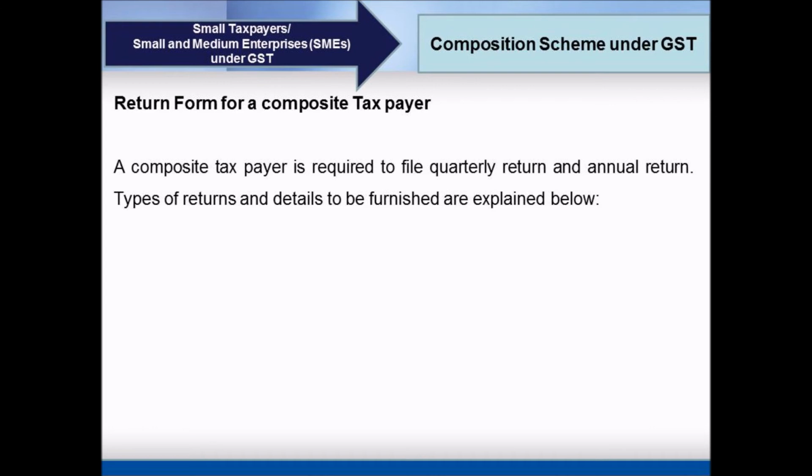Return form for a composite taxpayer. A composite taxpayer is required to file a quarterly return and an annual return. Types of returns and details to be furnished are explained below.